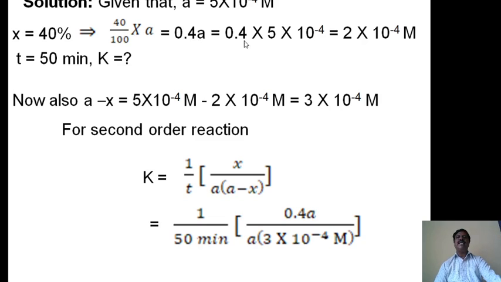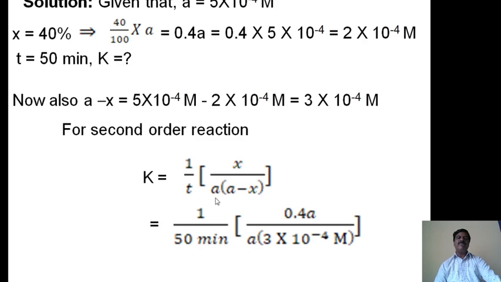This can be written with the a value, which we know is 5 into 10 raised to minus 4 mole. Therefore we can write 0.4 into 5 into 10 raised to minus 4. After that, 5 into 0.4 means 2, so 2 into 10 raised to minus 4 mole. And t, the time taken for this reaction, is 50 minutes, and k you have to calculate in this equation. Now we know that a minus x is required.